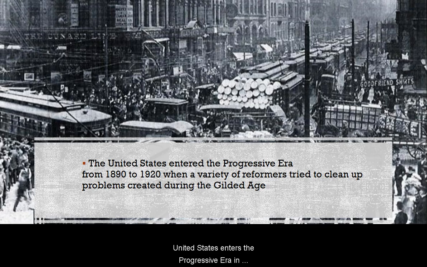The United States enters the Progressive Era in approximately 1890, and if you recall, this is still within the time period of the Gilded Age. The two eras actually do have some overlap. The Gilded Age was from about the 1870s until around 1910, and the Progressive Era picks up in about 1890 and goes until about 1920. And the purpose of the Progressive Era is to fix the problems that were presented and created during the Gilded Age.